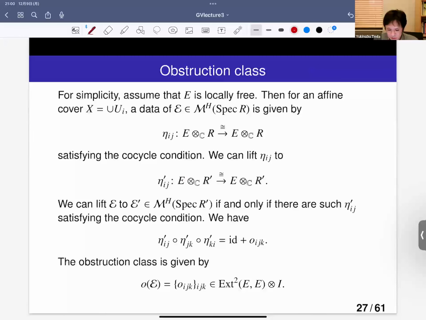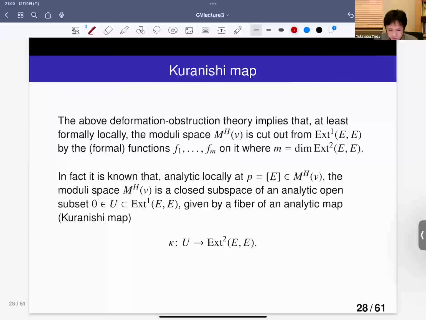Sorry, maybe I skipped some of this part. I just said that deformation obstruction theory implies that the moduli space is cut out from this X1 by some number of functions on it, at least formally, where the number of functions is given by X2. In particular, X2 is just 0, for example, when X is a curve. Then in this case the moduli space locally looks like X1.